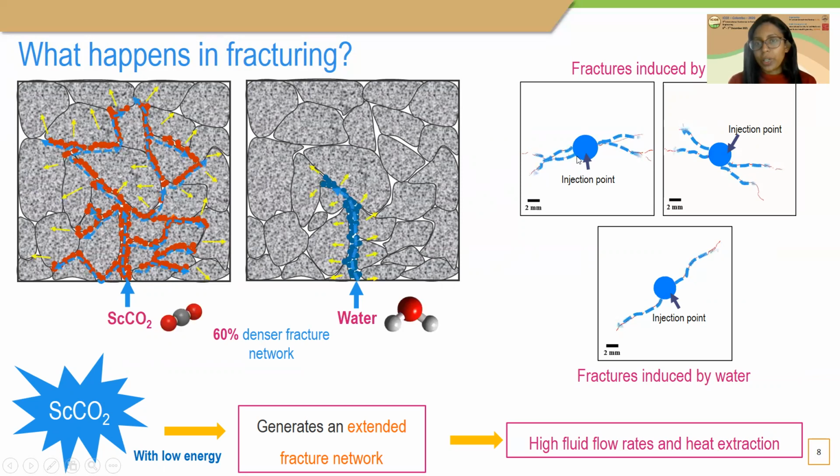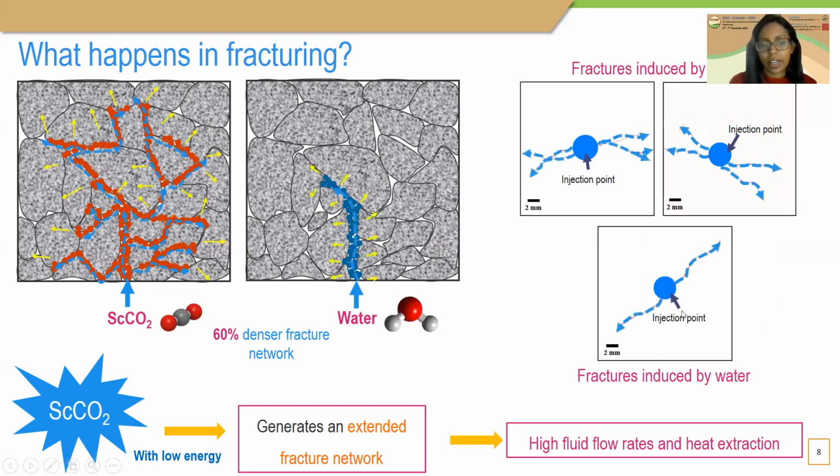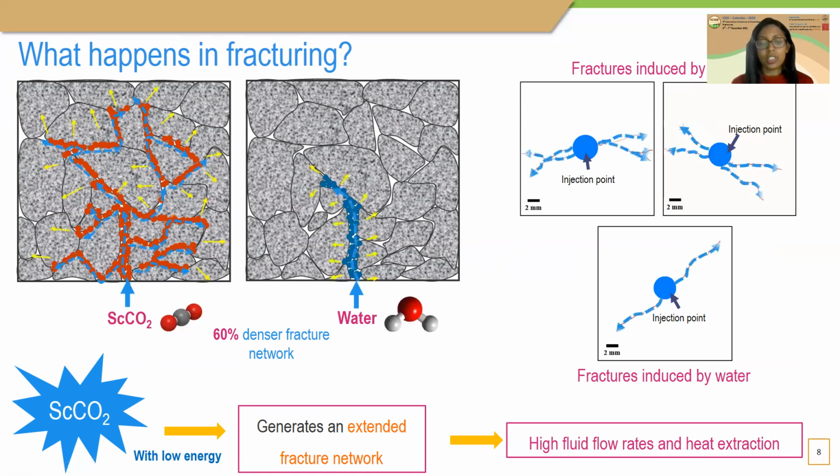So, in supercritical carbon dioxide fracturing, we have the ability to create more extended multiple fractures in granite, while water creates single plane fractures in granite. What we found was that supercritical carbon dioxide has the ability to generate extended, more interconnected fractures with low energy compared to water. This results in high flow rates and high heat extraction rates through granite using supercritical carbon dioxide.